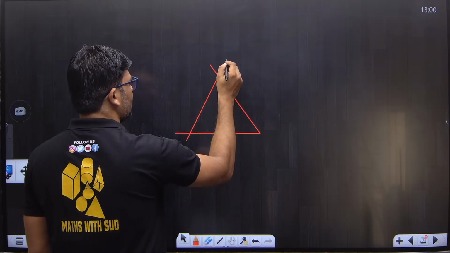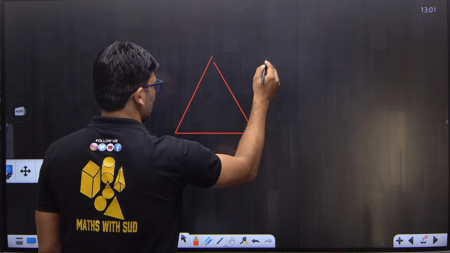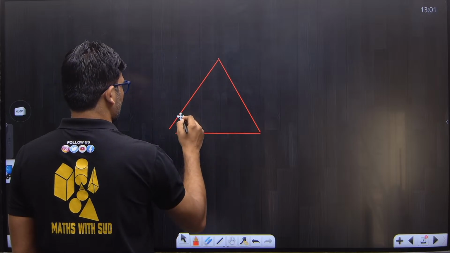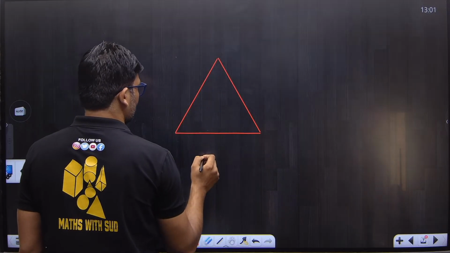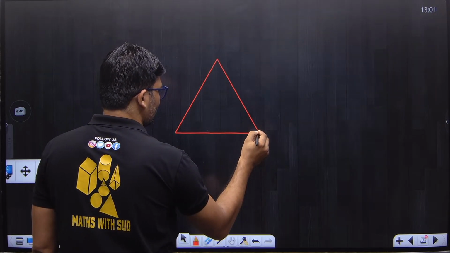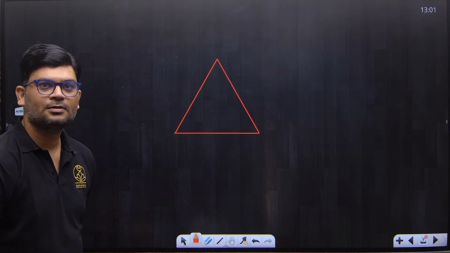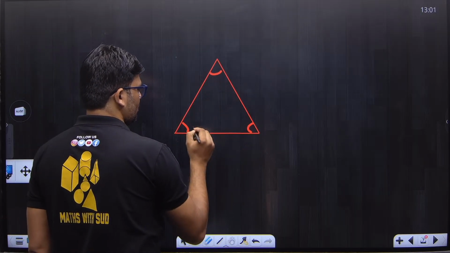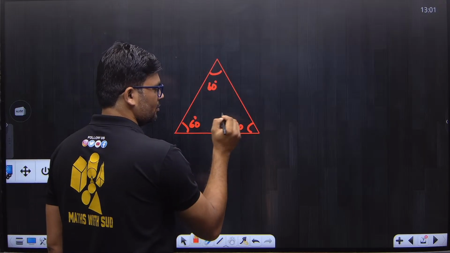So you can see that all the 3 sides of a triangle are equal. Can you see this? Yes. So what could be the angle? Can you tell me if all the 3 sides of a triangle are equal, what could be all the angles? 180 divided by 3. So 60.